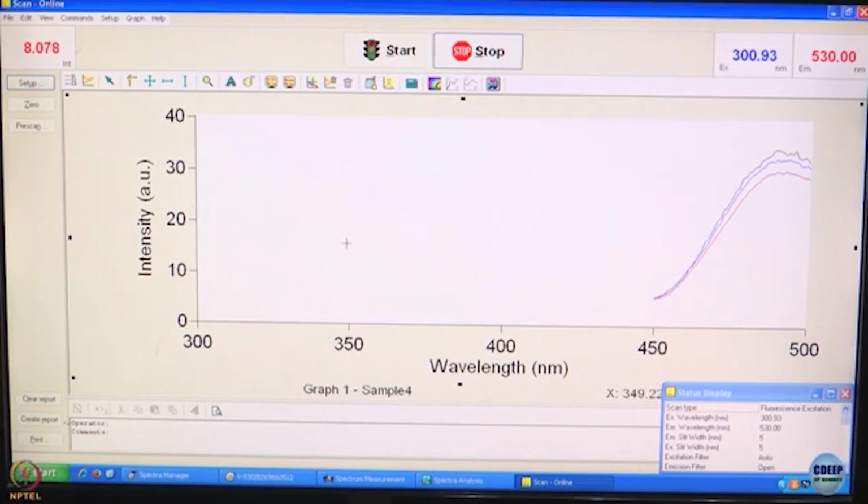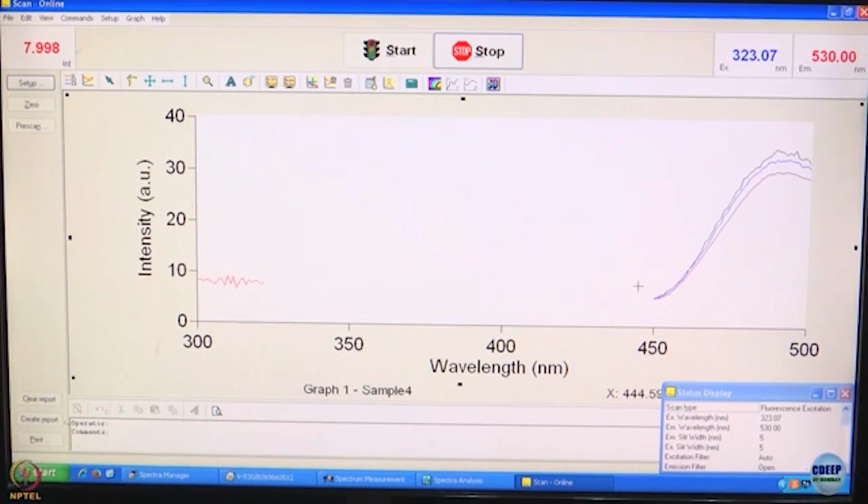Yeah. Now, we record the excitation scan. You can see the spectrum building up right here. So, the reason why we want to do an excitation scan is this. Remember, what we are doing in this experiment is that we have kept our emission wavelength fixed at some point and we are changing the excitation wavelength.